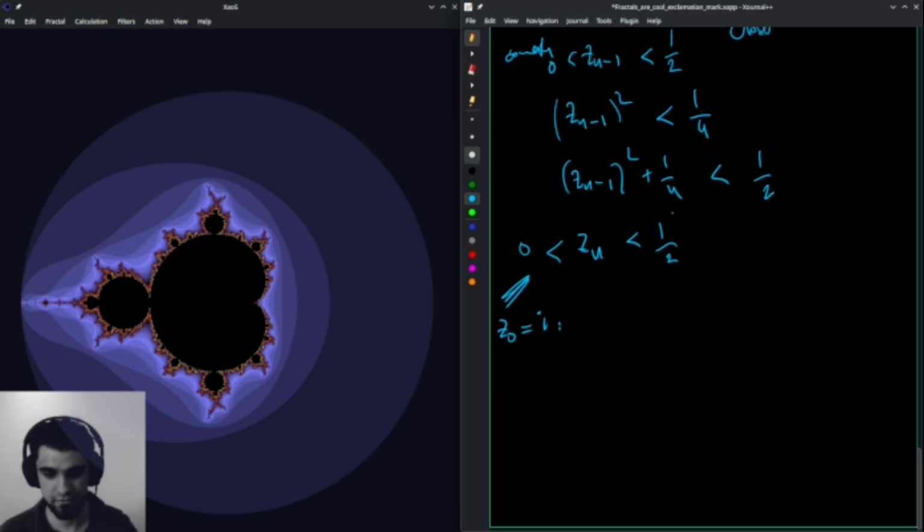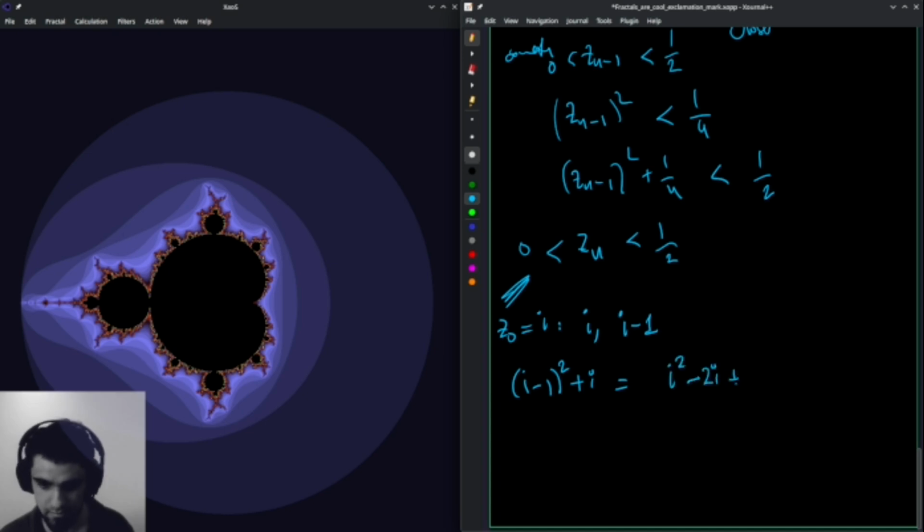then what is i squared? i squared is -1, plus i should be i minus 1, right? What is (i minus 1) squared? So (i minus 1) squared plus i should be equal to, well, i squared minus 2i plus 1, just expanding this, plus i. And this should be equal to minus 1 minus 2i plus 1 plus i.